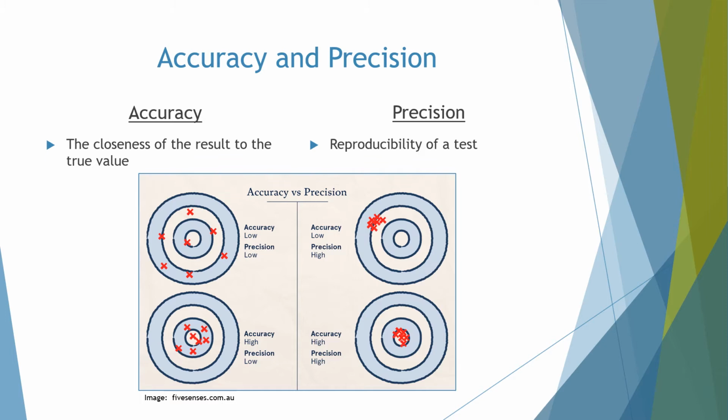Accuracy and precision are also really important test characteristics. Accuracy is defined as the closeness of the result to the true value. Precision is the reproducibility of a test. So you want your method to be both accurate and precise, meaning you want to get the true value every time.